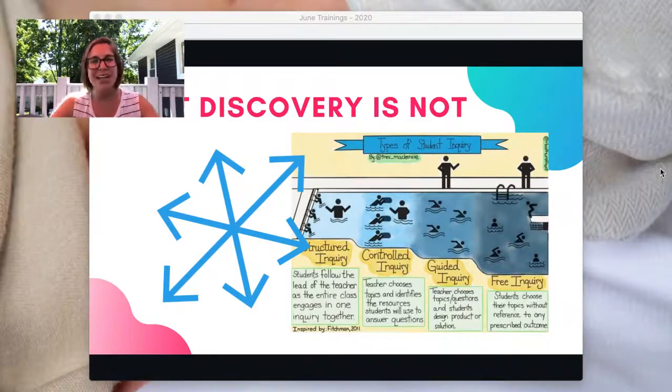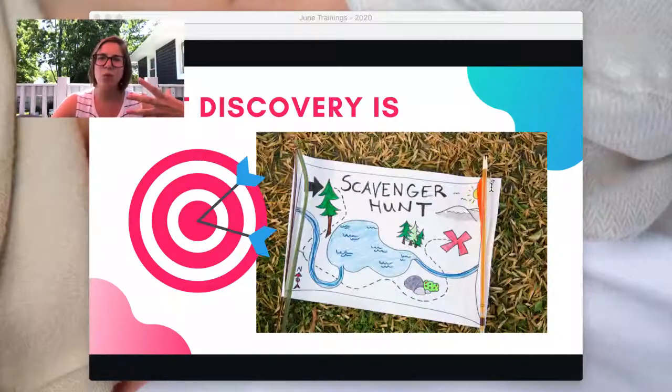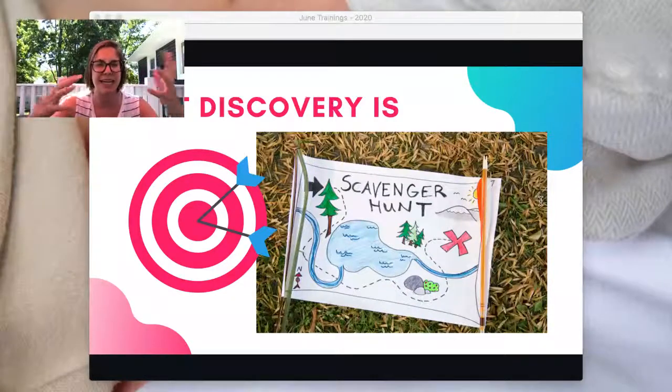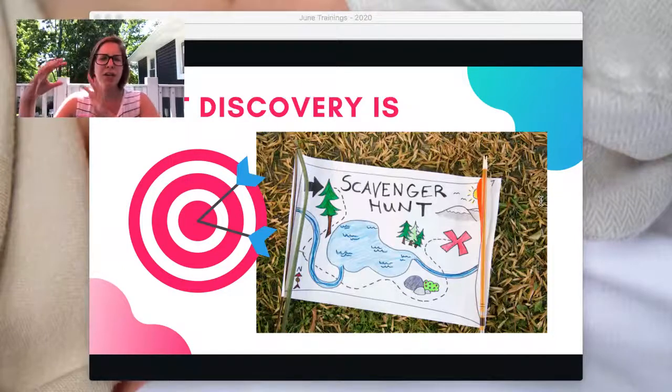So again, you are guiding this whole process. So then what is discovery actually? It's kind of like a scavenger hunt. You have your X marks the spot, that's your objective.